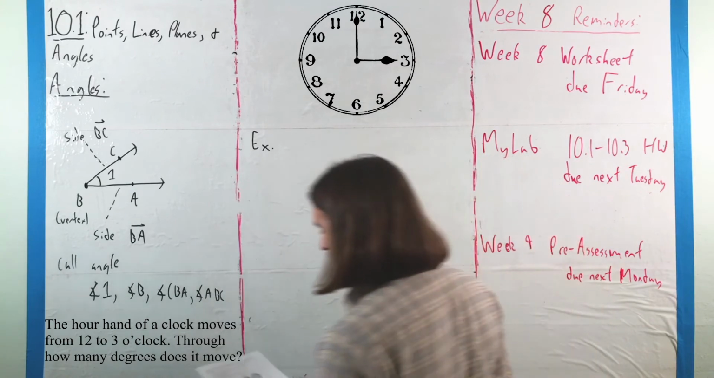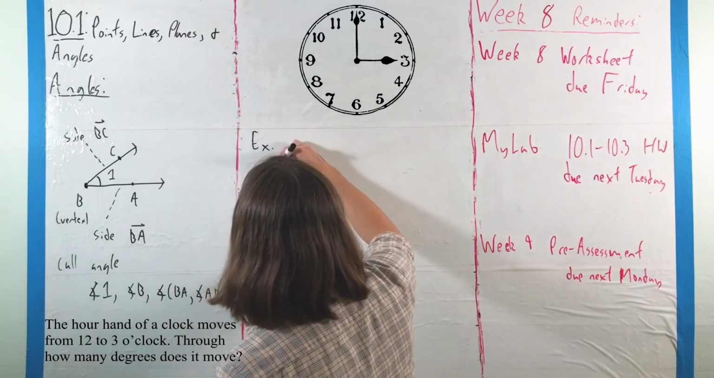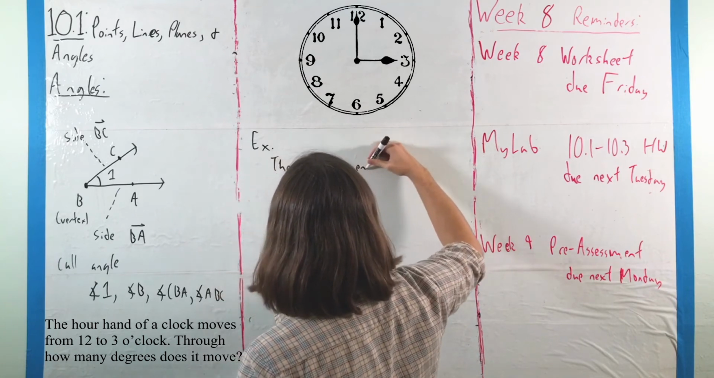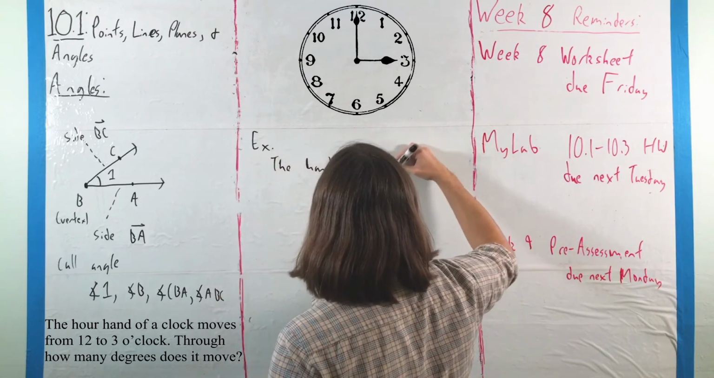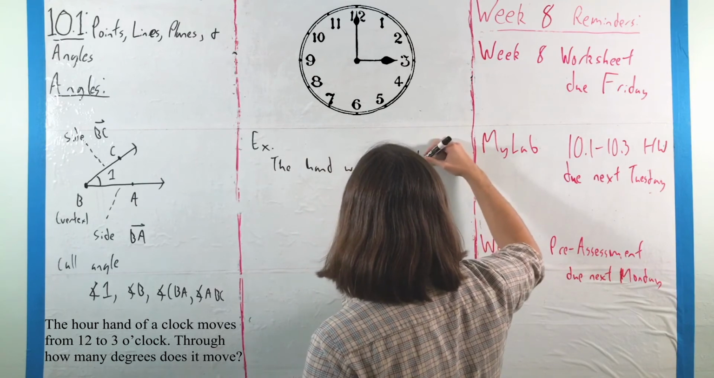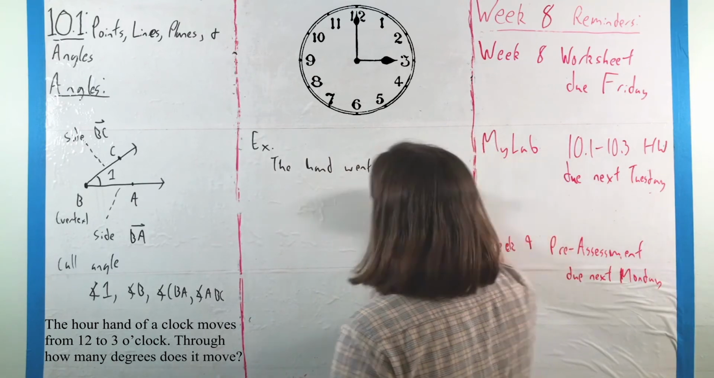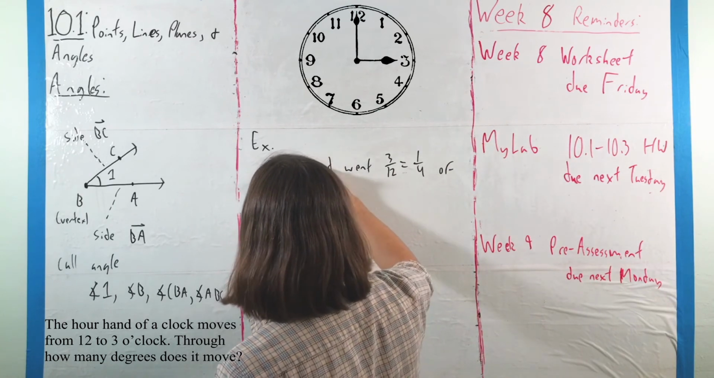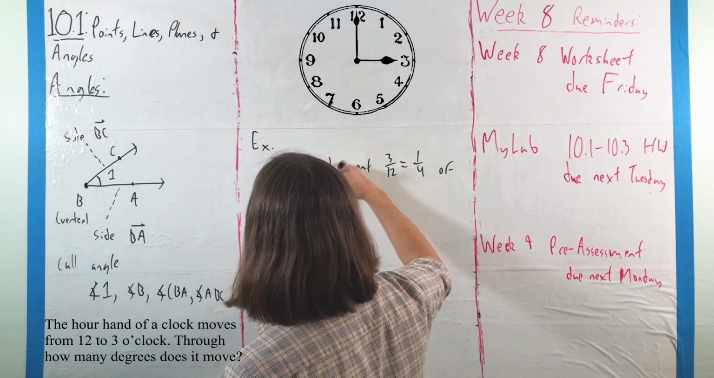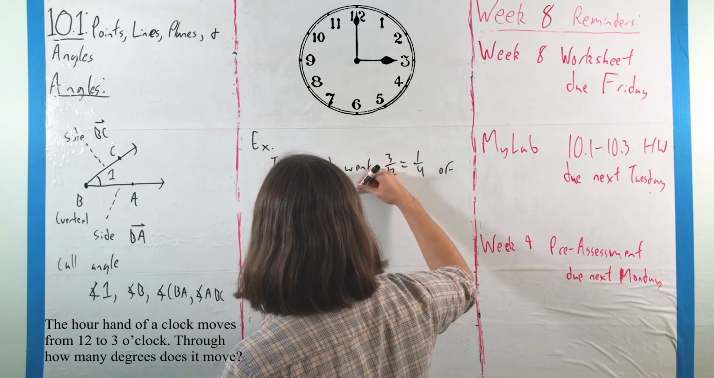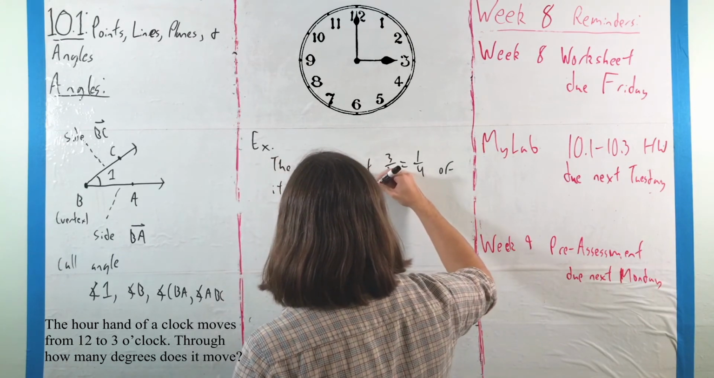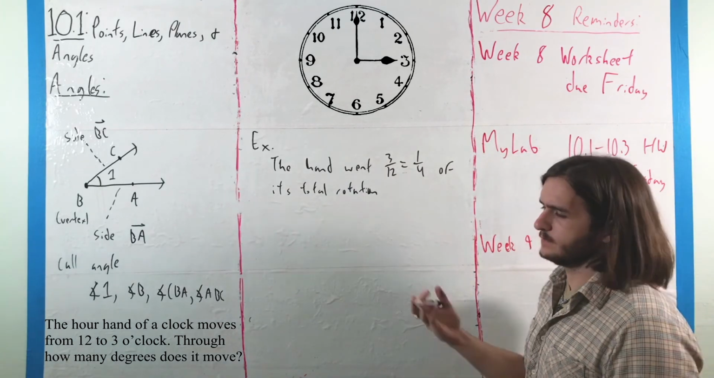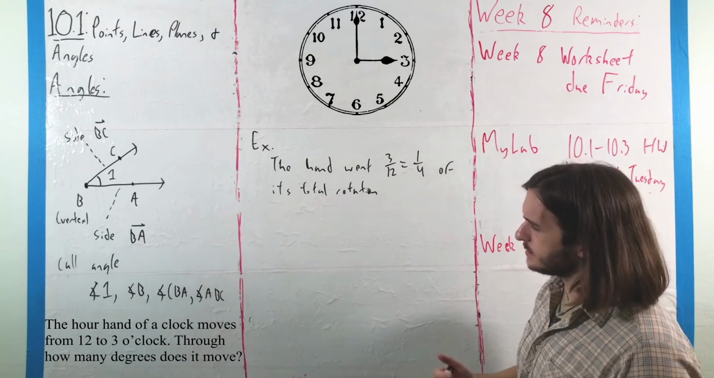But what we can do is note that the hand went 3/12 or 1/4 of its total rotation. Remember, on a clock, those rotations are cut up into 12 pieces for each hour, or if you're talking about minutes, for every 5 minutes.